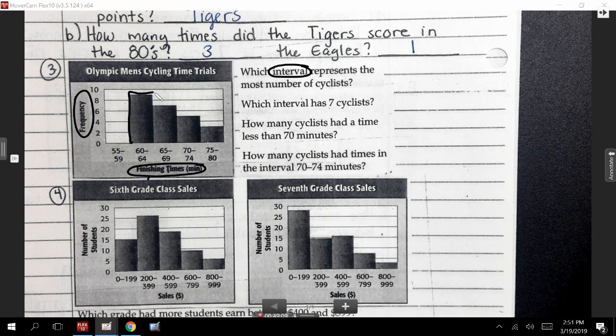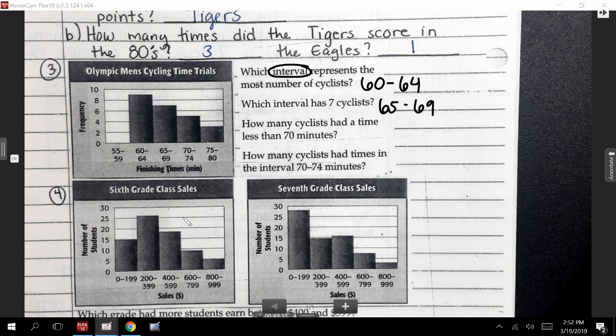64. This is the highest interval, which is talking about that 60 to 64. Very good. All right? Which interval, and I'm going to erase this, which interval has 7 cyclists? Which one has 7 cyclists? Brandon? So this one, that's between the 6 and the 8. So that has to be 65 to 69.